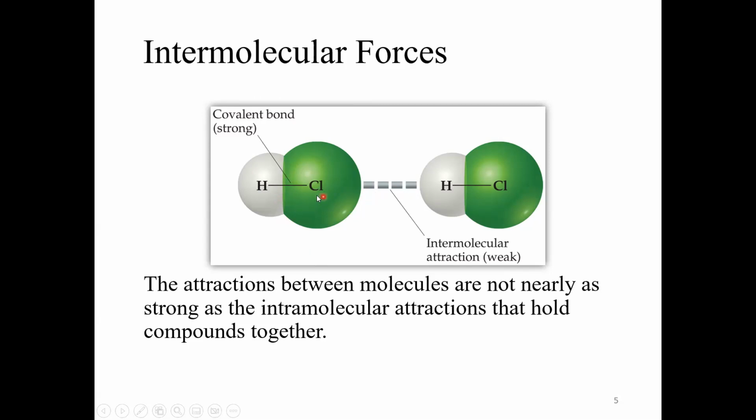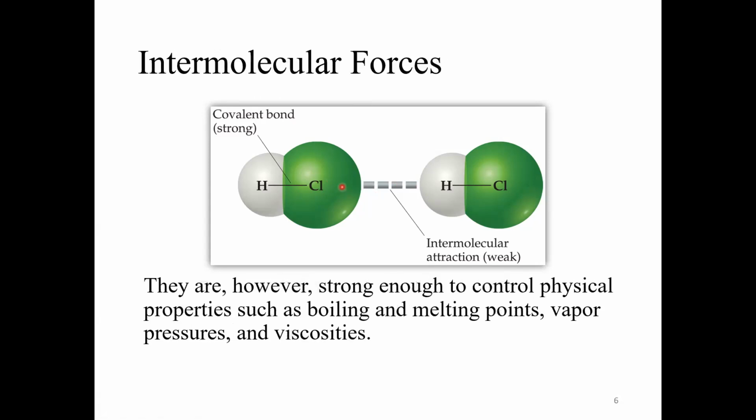So if we think about the covalent bond in something like hydrochloric acid, that's going to be a much stronger interaction than the interaction between separate hydrochloric acid molecules. But these, like I mentioned, will affect the properties of those substances. So we're going to talk about phase changes, so boiling and melting points, vapor pressure, and then we'll see viscosity as well.